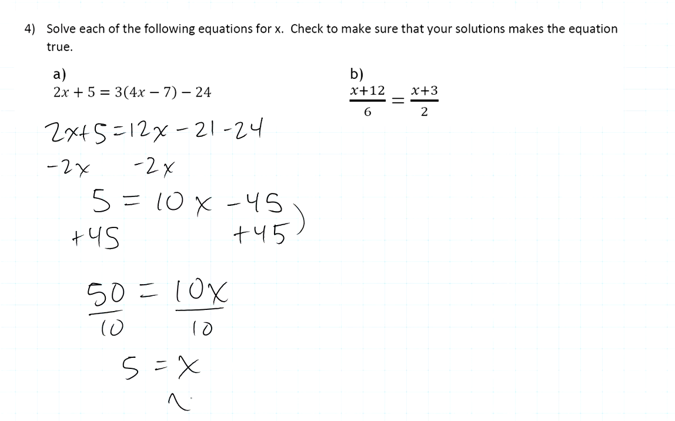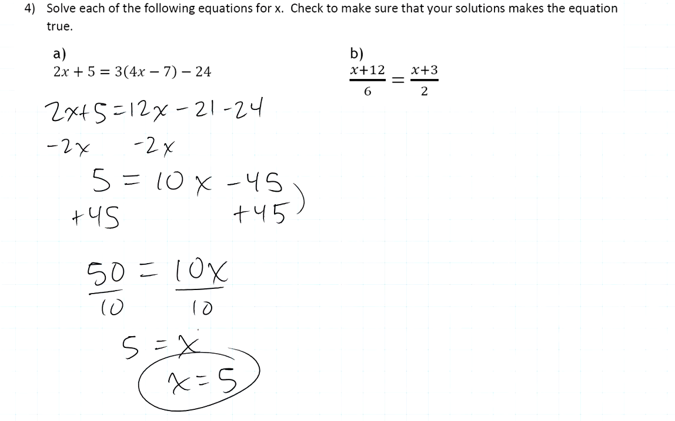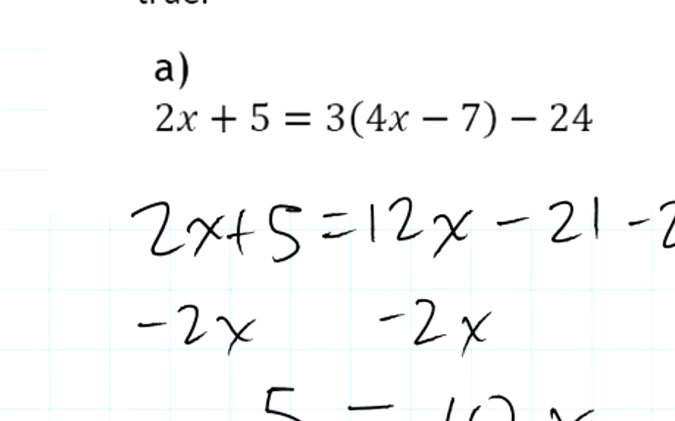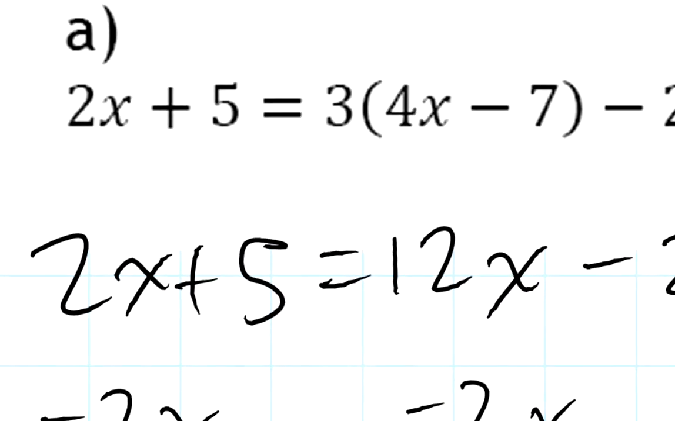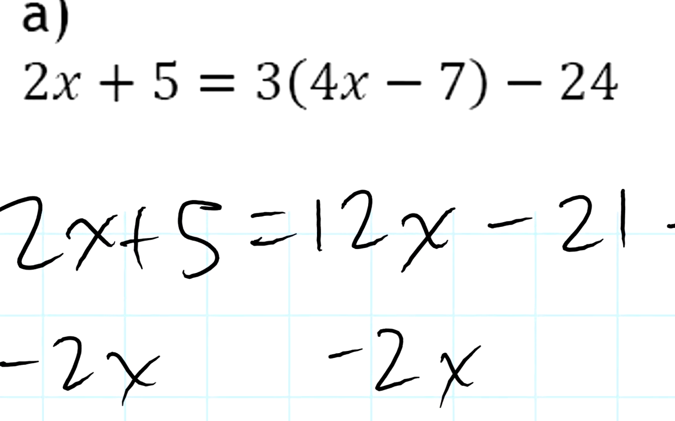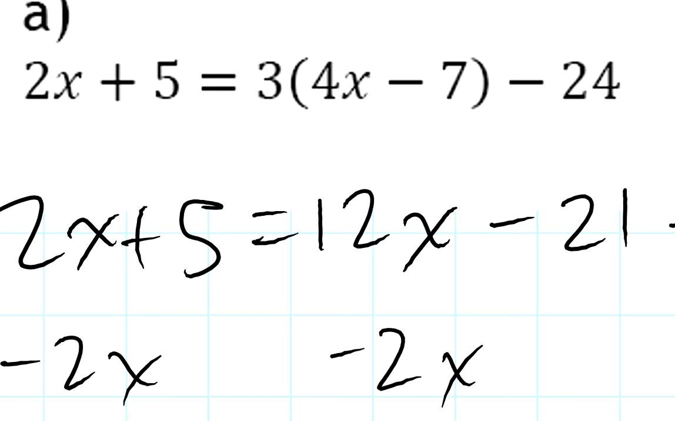And I probably should write it this way. X is equal to 5. So x is apparently 5. And I'm going to zoom in a whole bunch, and I'm going to check that with a little red pen. So I think x is 5. That would make this a 10, and this is a 5, of course.